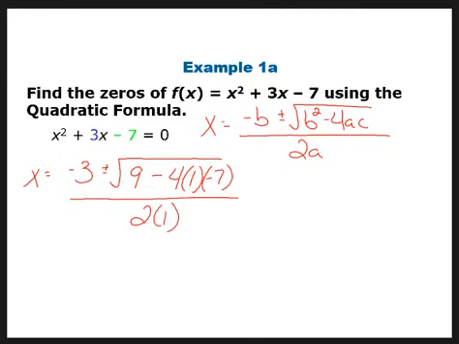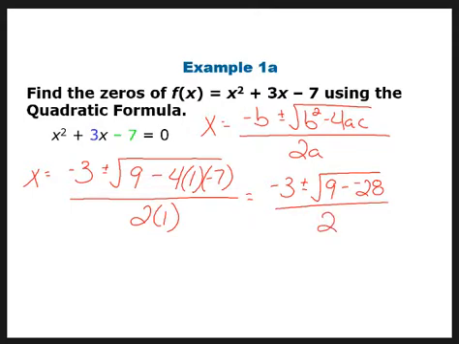All right, now here in the middle, under the square root, I'm just going to say I have 9. I'm going to leave the minus for right now. So I'm going to say 4 times 1 times negative 7 is actually negative 28. And that's all going to be over 2.